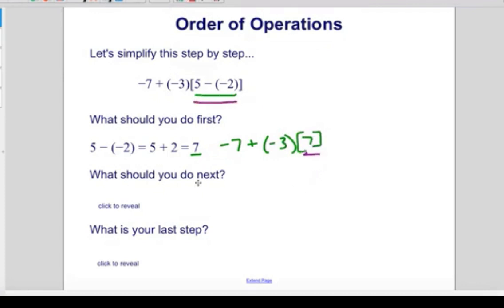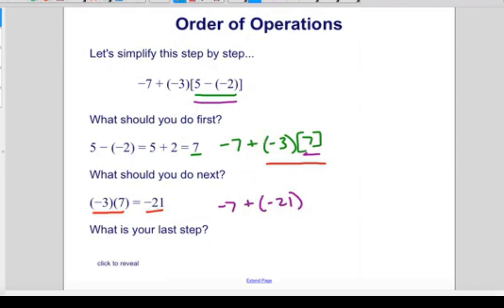So what should we do next? Well, we have multiplication here. We have addition and multiplication, so we do the multiplication first. Negative 3 times 7, and that becomes negative 21. So now that leaves us with the same negative 7 is still there, plus, but now we have negative 21. Do you see how I'm putting this negative 21 inside parentheses and I left the plus sign, just so it would be a little less confusing and we don't have to deal with signs yet.